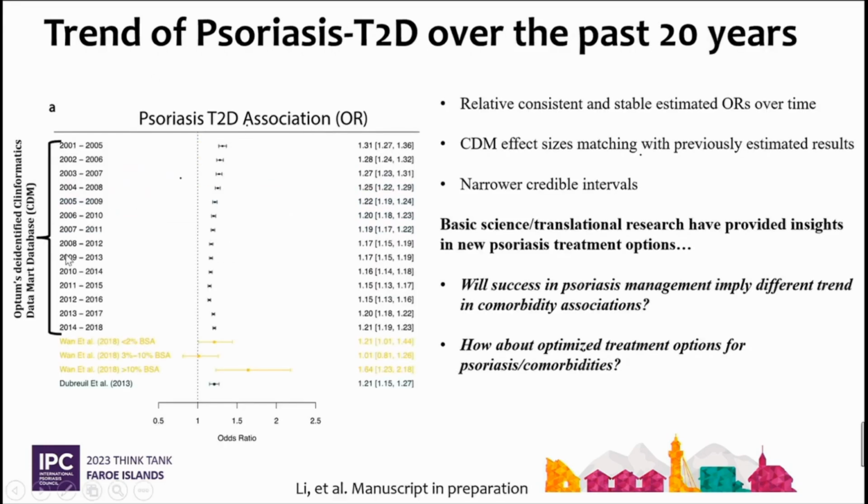I know there are a lot of factors that come in here, including ICD-9 to ICD-10 changes, and also more and more accumulated electronic health records data becoming available. So we broke it down into 5-year intervals. We observe a relatively consistent, stable odds ratio. We also see that what we estimated aligns with what has been previously reported. We see narrower credible intervals, as I mentioned, because more recently we got more and more data, so we got a better estimation of that value.